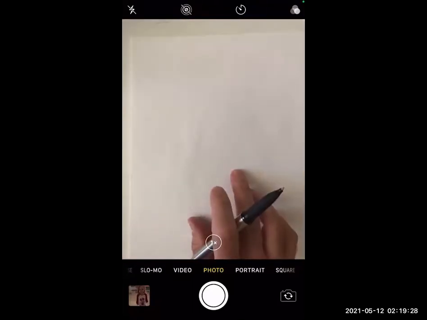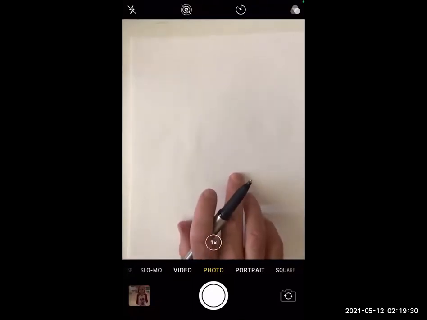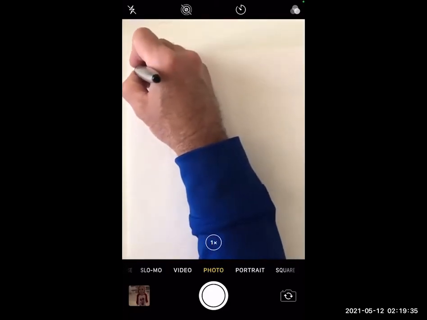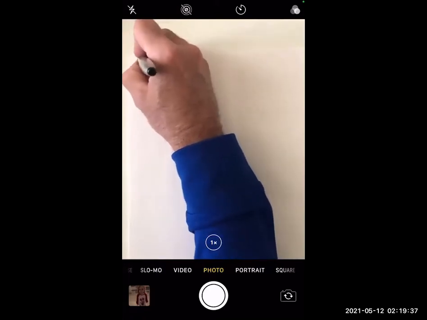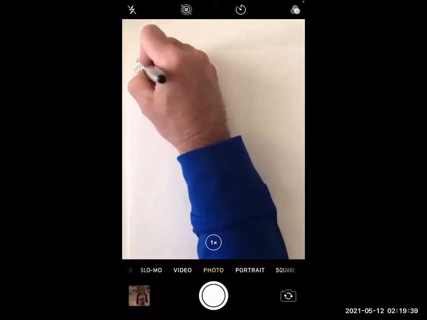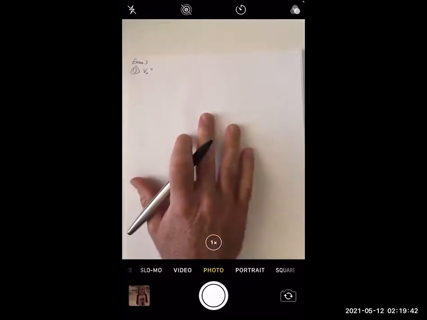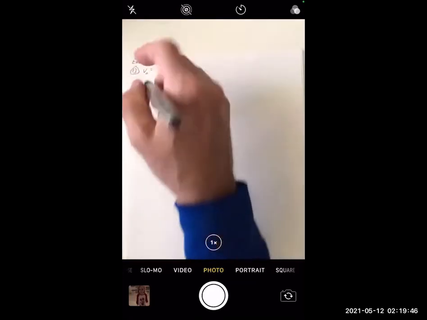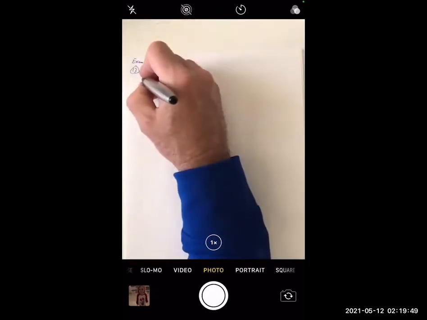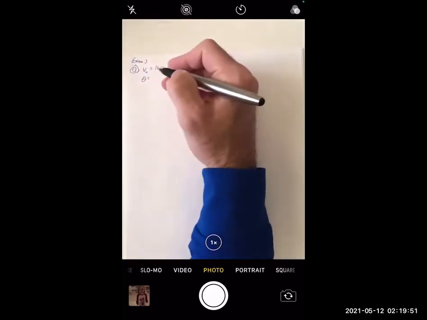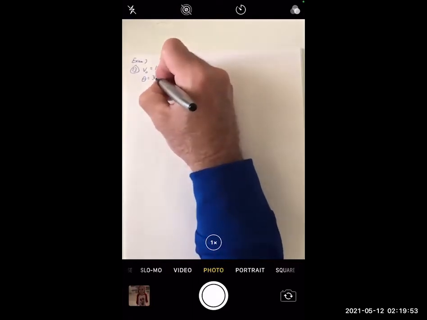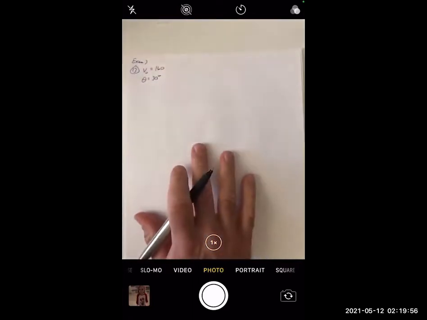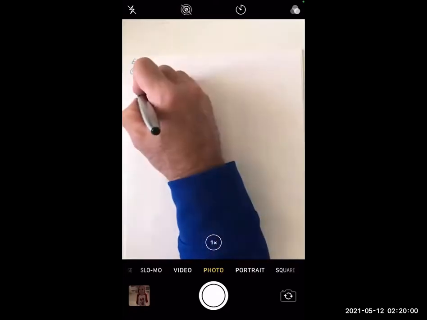Okay, so yours had an initial speed of 160? Yes. And your theta was 30 degrees. Okay, and you're asking about part C? Mm-hmm. Okay.